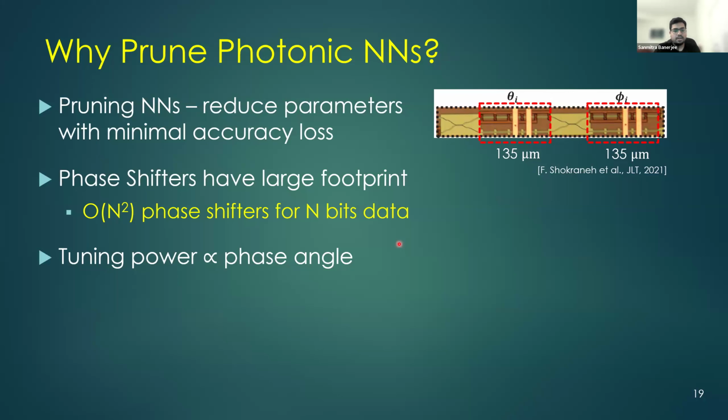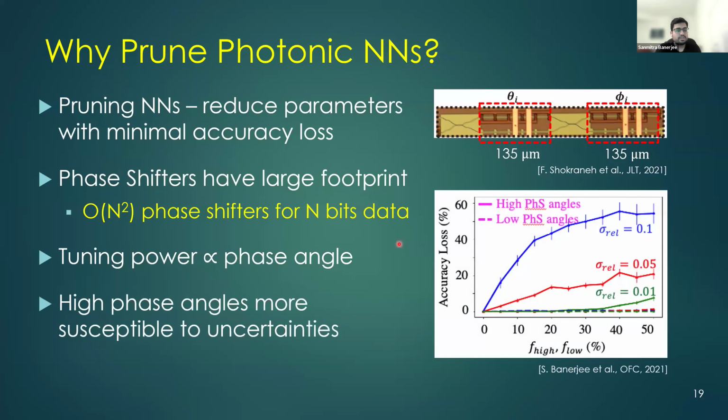power. And also, as we saw before, high phase angles are more susceptible to uncertainty. So if we prune, we see that the accuracy loss decreases. The dashed line here denotes the accuracy loss with the lower phase angles, MCIs with low phase angles, and the solid line denotes MCIs with higher phase angles. And we see that the accuracy loss decreases significantly if we can prune at least some of the phase angles, and we'll look at this result in more detail a bit later.